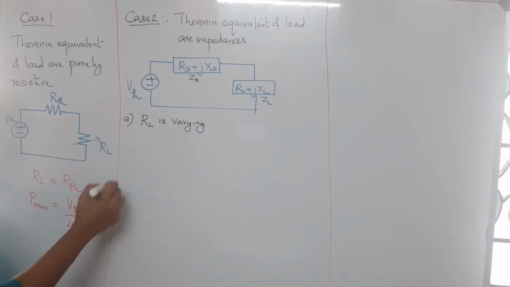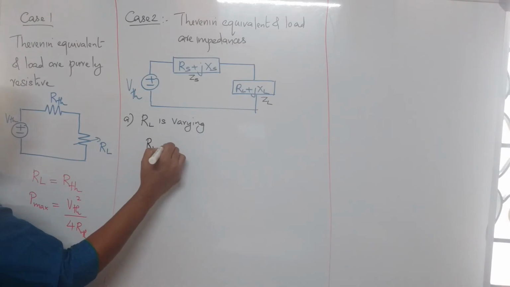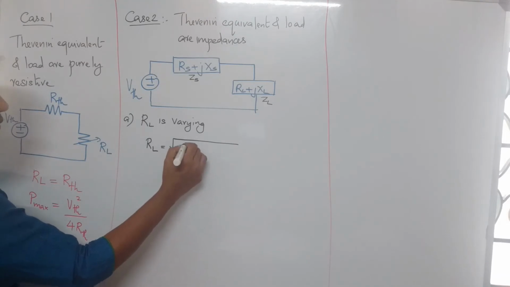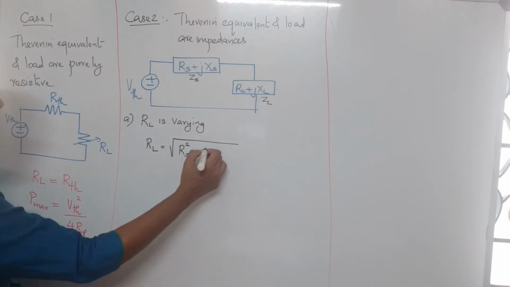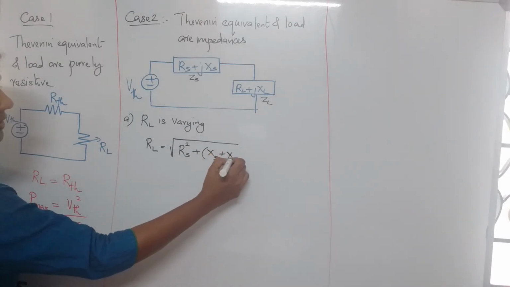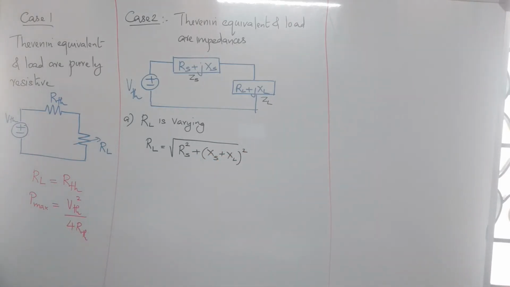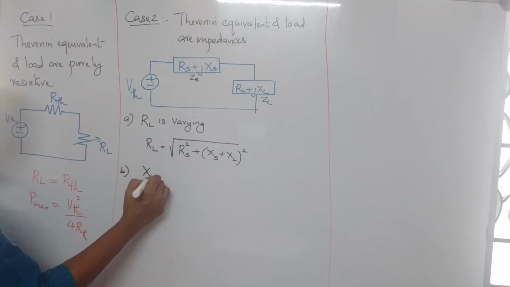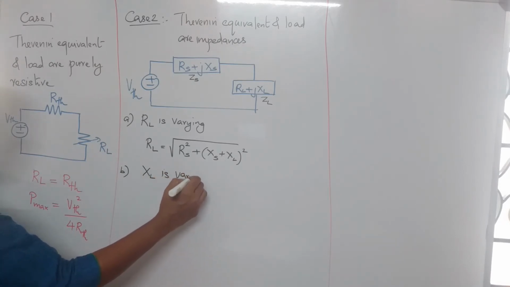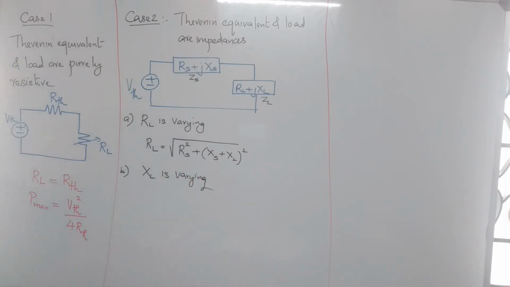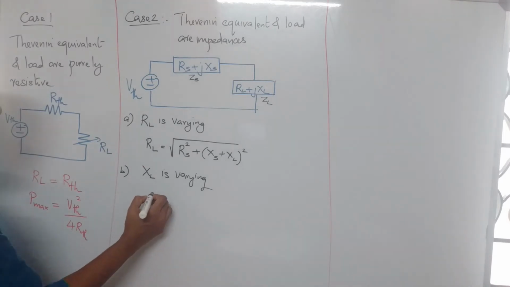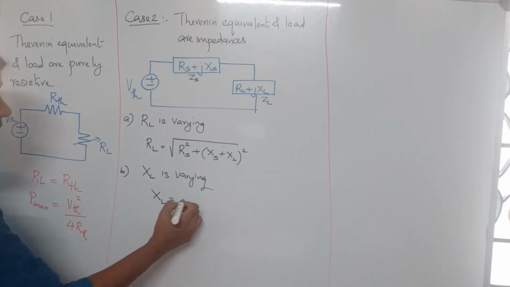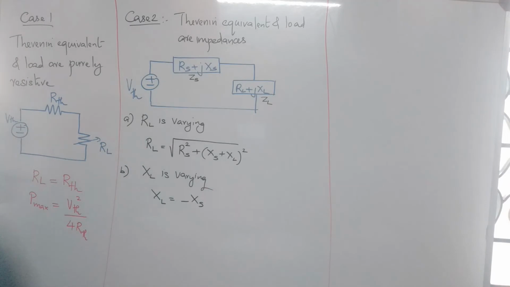In such cases, RL is found by using the equation RL equal to root of RS squared plus XS plus XL the whole square. Now the second case is XL alone is varying. When XL alone is varying, the value of XL for which maximum power transfer takes place is XL should be equal to minus XS.